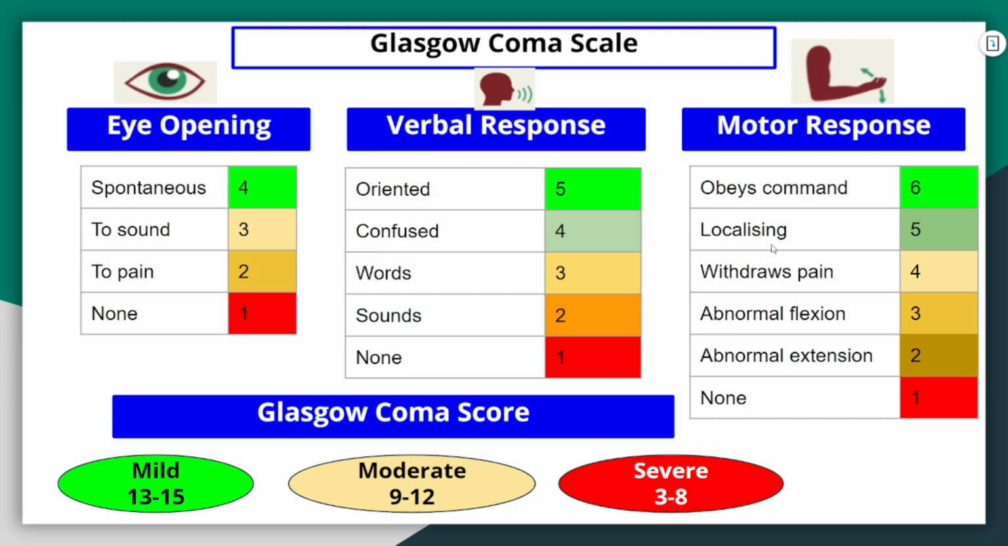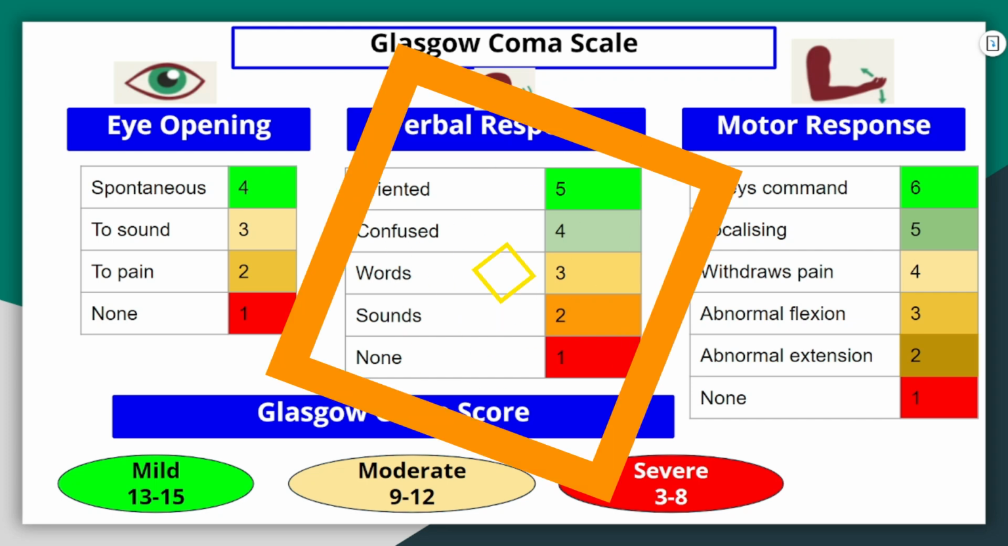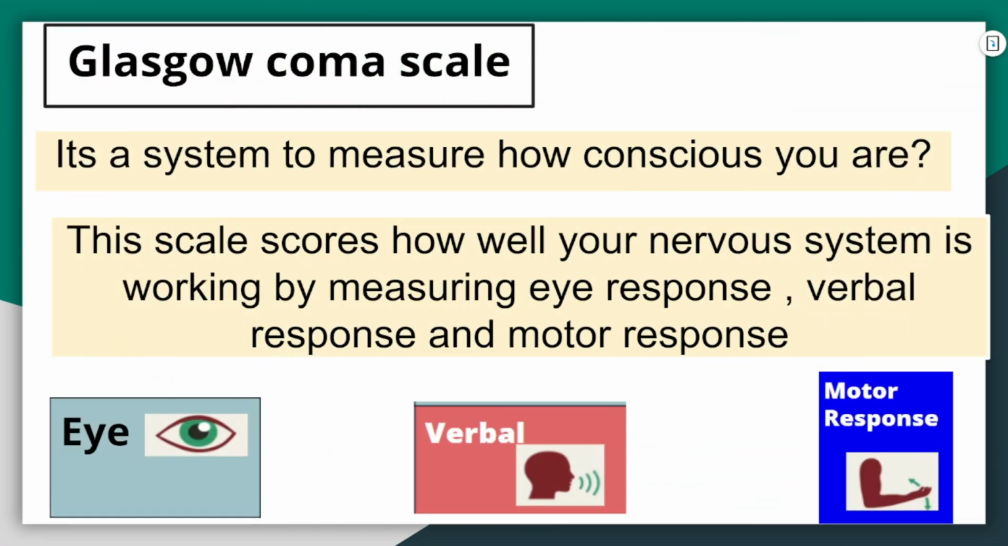There are many different assessment tools for neurological function. However, the most widely known and used tool is the Glasgow Coma Scale. The Glasgow Coma Scale is a system to score or measure how conscious an individual is. This scale scores how well the nervous system is working by measuring eye response, verbal response and motor response.